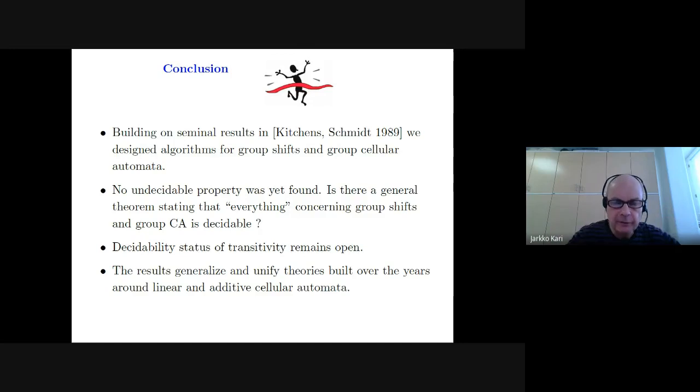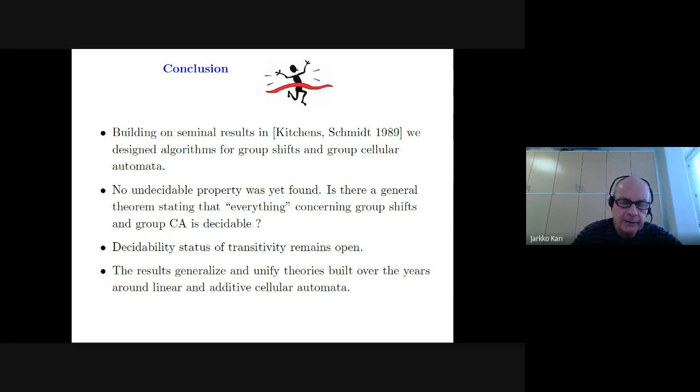It has to be made more precise what that means, but it seems like pretty much everything, more or less everything, has an algorithm. But for transitivity and mixingness, as I said, we don't know for sure. I suspect that there is an algorithm, but we were not able to design one directly with this method.